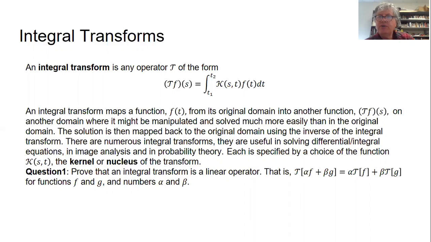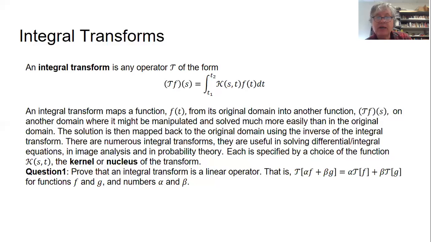Now, the reason why you do this, of course, is because we're doing math, and so we like to change things if we can move from something hard into something simple. So the idea is that you can do something in this new domain, manipulate, get information, whatever, and then usually what you do is you then go back to the original domain by using the inverse of the transform.